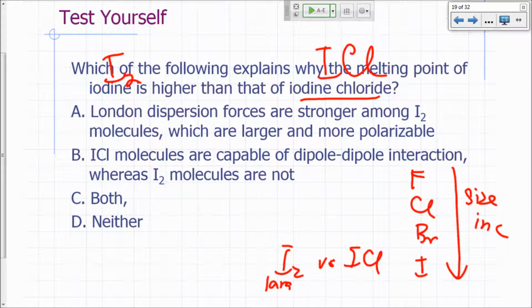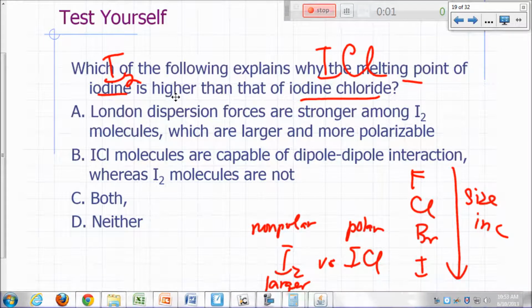This is larger, right? And the melting point of I2 is higher than that of iodine chloride. Now, which one's polar, which one's non-polar? Iodine, I2, is polar or non-polar? Non-polar. ICl is polar. So, what would explain why I2 has a higher melting point than iodine chloride? Is it A, B, C, or D?